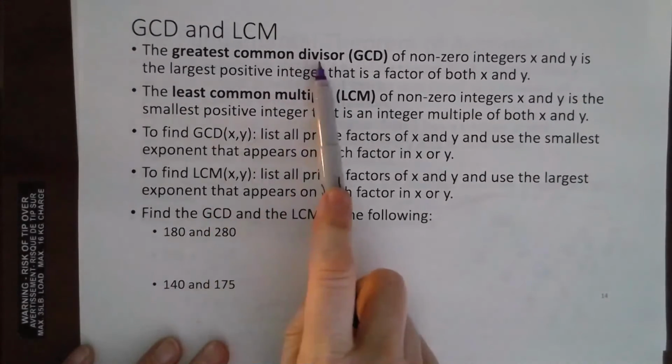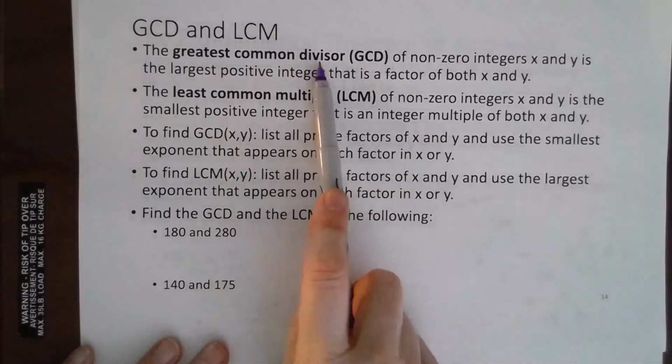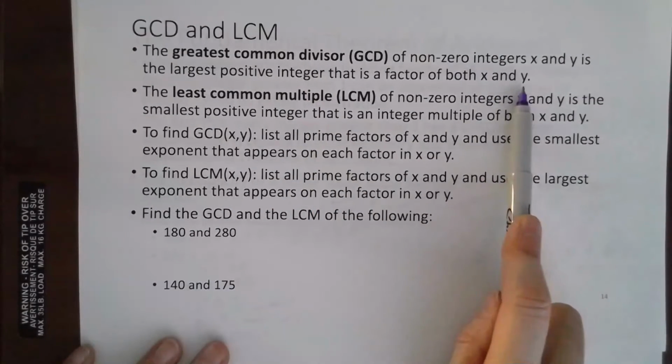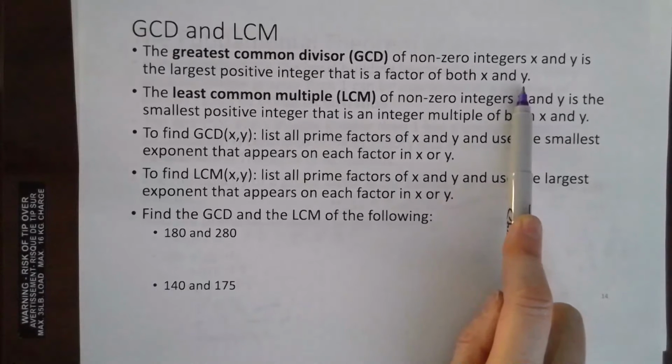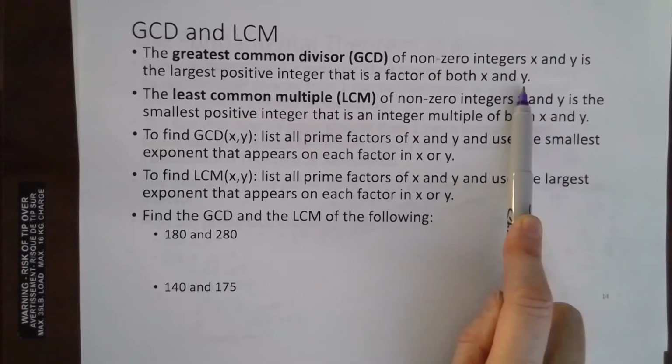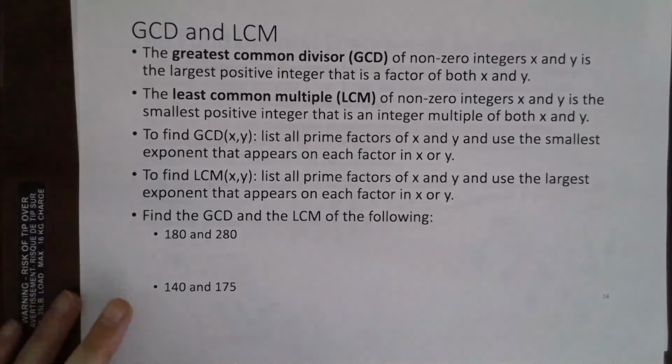So the greatest common divisor is going to have to be a number that is less than or equal to x and less than or equal to y. It has to be less because it has to divide them. It can't be bigger than x and it can't be bigger than y. Then the least common multiple of two integers is the smallest positive integer that is an integer multiple of both.